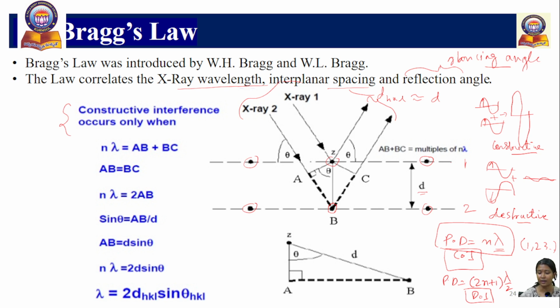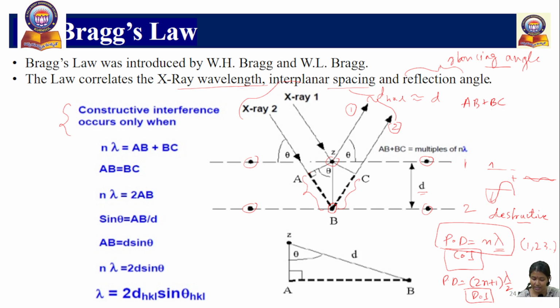If you see ray 1 hitting on the top, going back, reflected. Ray 2, it has entered inside the crystal, then only it got reflected. So it has gone some extra distance. How much extra distance? AB plus BC. This part is parallel, they are going equal amounts. So what is the path difference between ray 1 and ray 2? In this case, the path difference is only AB plus BC. How much extra did it go? AB plus BC. Okay, so path difference is AB plus BC.